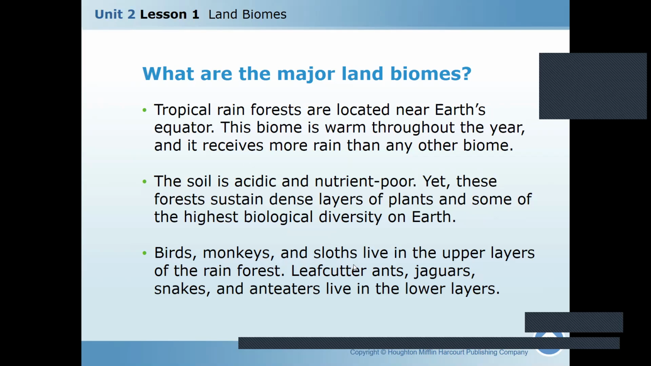Birds, monkeys, sloths, they're telling you the type of animals that live there. Birds, monkeys, and sloths live in the upper layers of the rainforest. Leafcutter ants, jaguars, snakes, and anteaters live in the lower layers of the forest. What is seen are monkeys, birds, and sloths. What cannot be seen, which are under the forest, in the lower layer, are ants, jaguars, snakes, and anteaters. Okay?